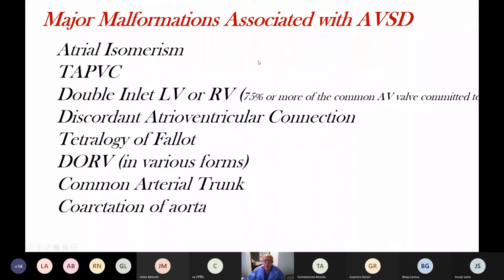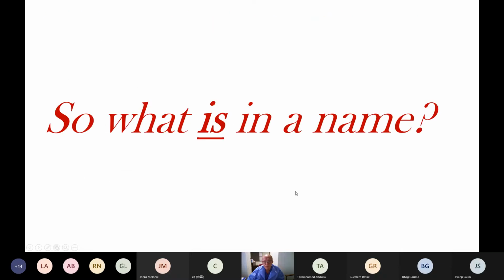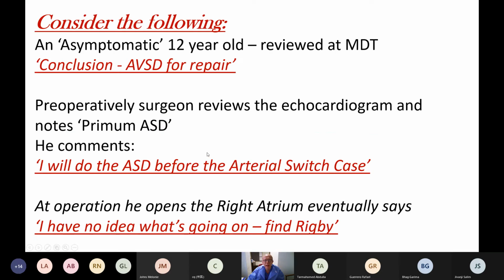There are other major malformations associated with AVSD you should be aware of. Atrial isomerism, total anomalous pulmonary venous connection, a double inlet left or right ventricle when 75% or more of the common AV valve is committed to one ventricle or the other. You can have discordant atrioventricular connection, tetralogy of Fallot, the various forms of double outlet right ventricle, even common arterial trunk. I've seen 2 cases with an AVSD. And of course, you will all have seen occasional cases of coarctation of the aorta. So what is in a name?